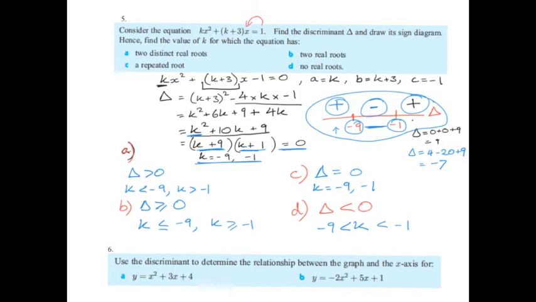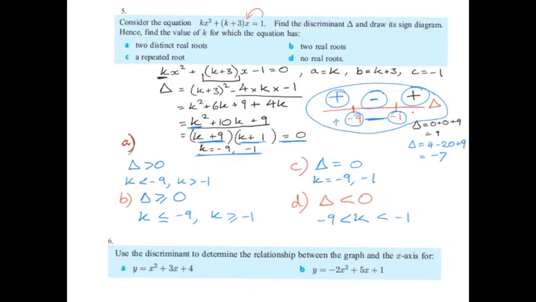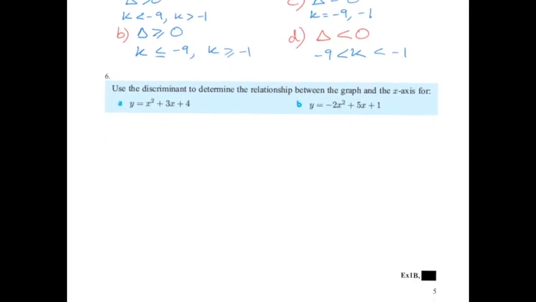Okay, so that's how you do that question. And those skills we just used are really important for exams. They'll come up a lot. Lastly, okay, question 6. Use the discriminant to determine the relationship between the graph and the x-axis. Okay, a lot going on here. Let's have a go.